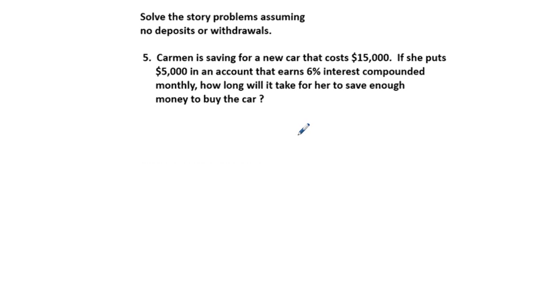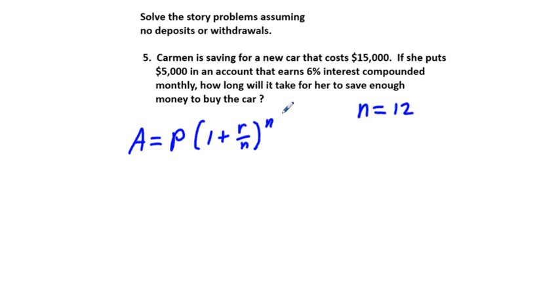Now problem 5. Carmen is saving for a new car that costs $15,000. She puts $5,000 in an account that earns 6% interest compounded monthly. How long will it take for her to save enough money to buy the car? So in this case, we have n is equal to 12 for compounding monthly, and we have the equation A equals P times 1 plus r over n to the power of nt.